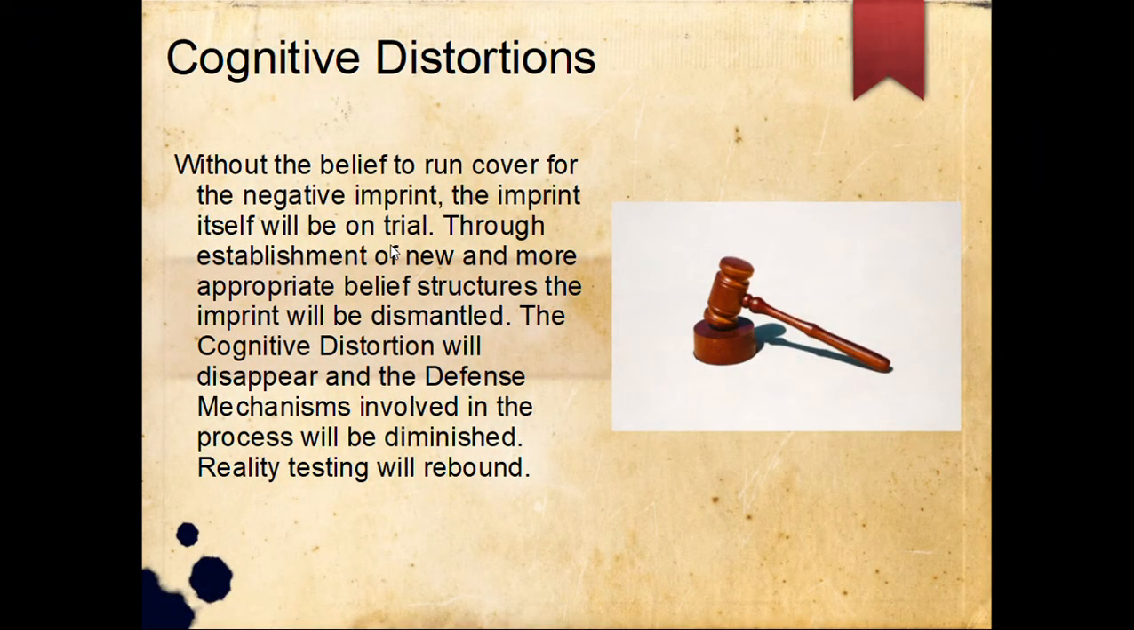Without the belief to run cover for the negative imprint, the imprint itself will be on trial. Through establishment of new and more appropriate belief structures, the imprint will be dismantled. The cognitive distortion will disappear, and the defense mechanisms involved in the process will be diminished. Reality testing will rebound.